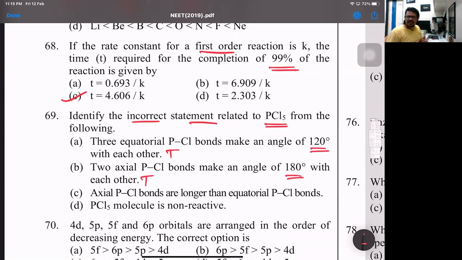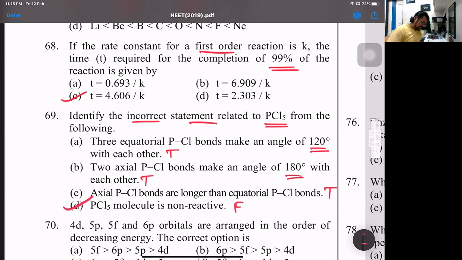Axial bonds are longer than the equatorial bonds. True. That's why PCl5 is more reactive, because if they come closer, they will experience repulsion from the 3 chlorides on the equatorial positions over there. That's why the axial bonds are longer as compared to equatorial. PCl5 is non-reactive? I said so right now because of C, only PCl5 is more reactive. So the last one is false.